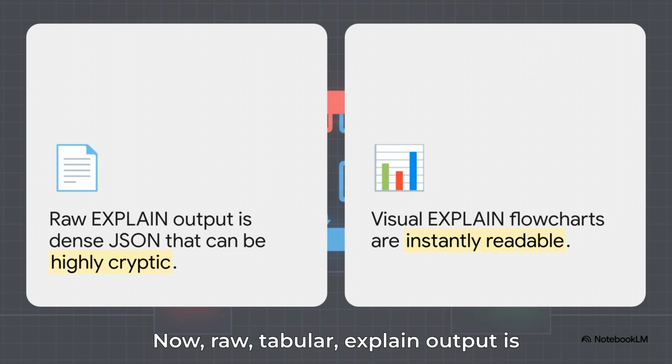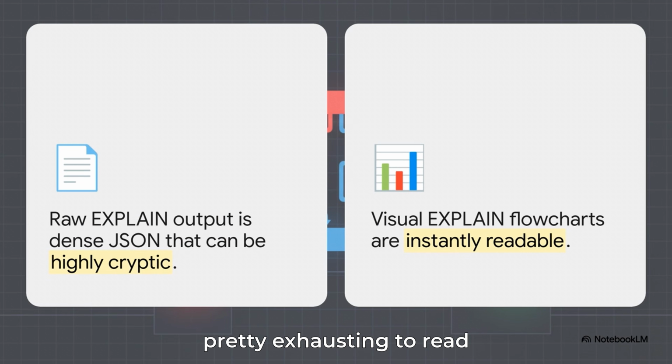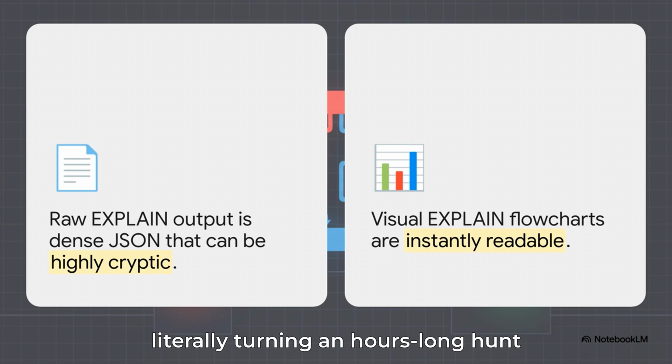Now, raw, tabular EXPLAIN output is dense, it's cryptic, and honestly, it's pretty exhausting to read when you're dealing with complex joins. But MySQL Workbench has this incredible Visual Explain feature. It translates all that academic, JSON-heavy SQL data into a highly readable, color-coded flowchart. It makes spotting the bottleneck a massive relief, literally turning an hours-long hunt into a nearly instantaneous discovery.